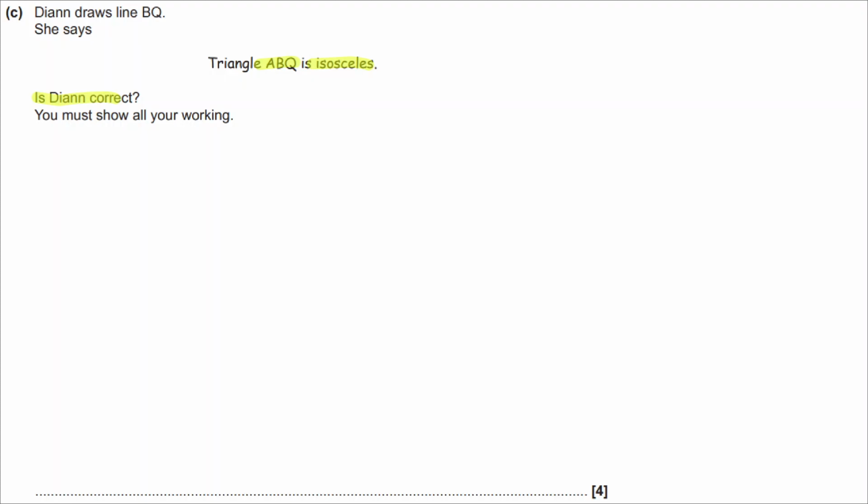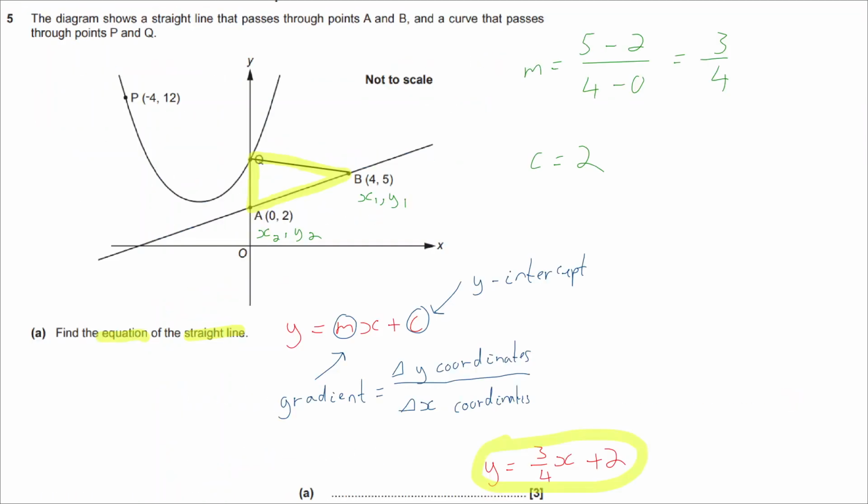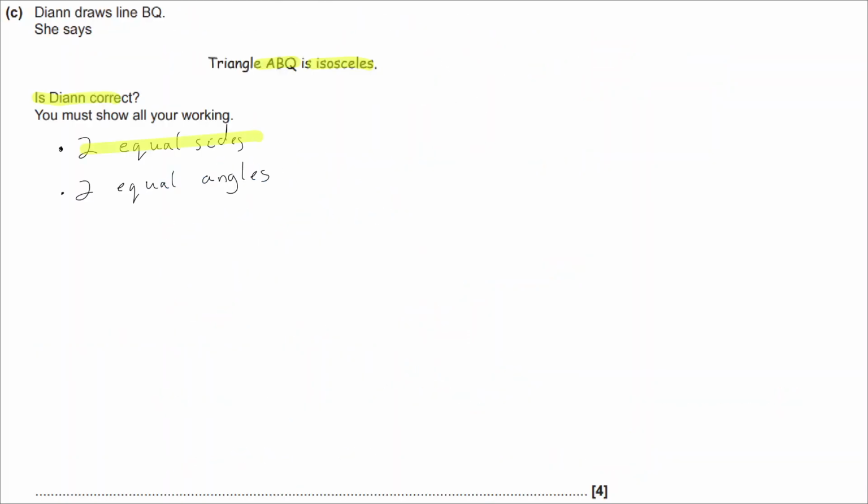Now you could do this in different ways, but to prove that something is isosceles, it must have two equal sides, and also two equal angles. Now for me, I think the easiest thing to do here is to prove that it's got two equal sides, and I'll show you how you would do that on here. So I'm going to prove, hopefully, that Q to B... sorry, I don't know what the value of Q is.